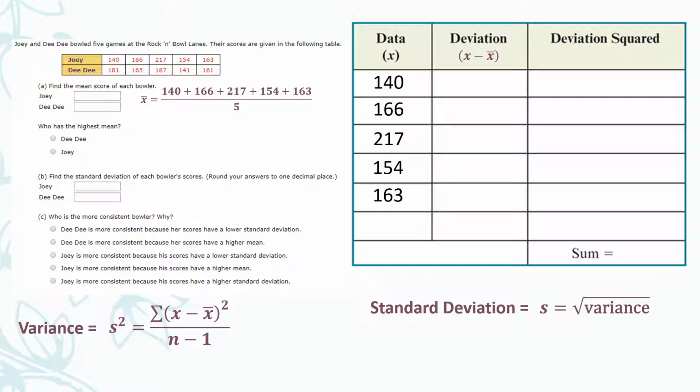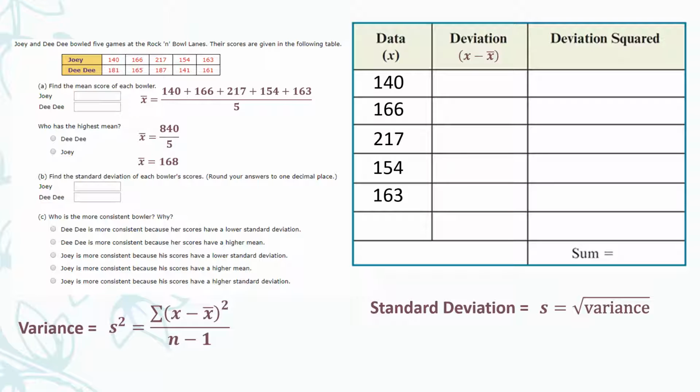So again, I'm doing Joey's scores, so I have 140 plus 166 plus 217 plus 154 plus 163 divided by 5 this time because there's only 5 data values. So if you add all those up, that gives you 840 divided by 5, which is 168. So that's Joey's average or mean score.